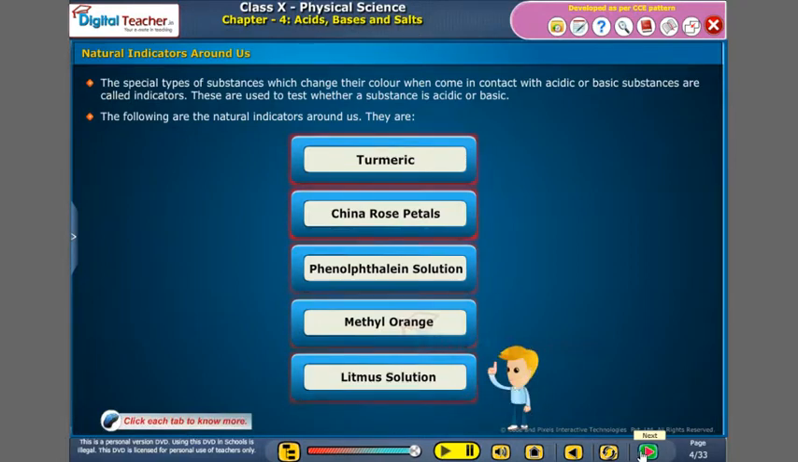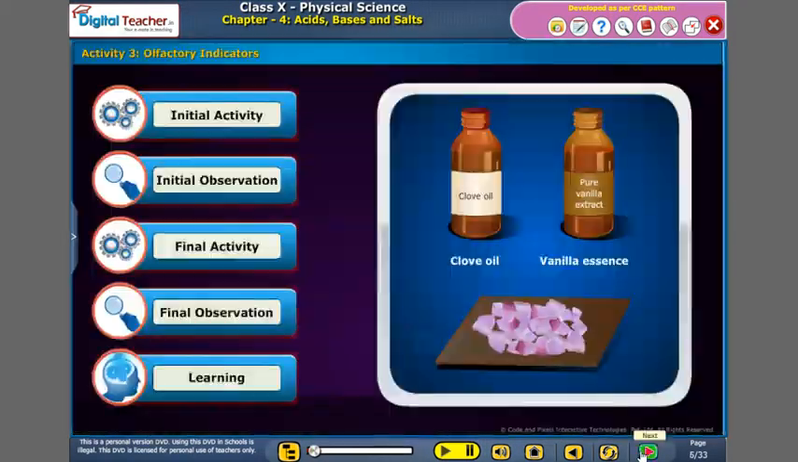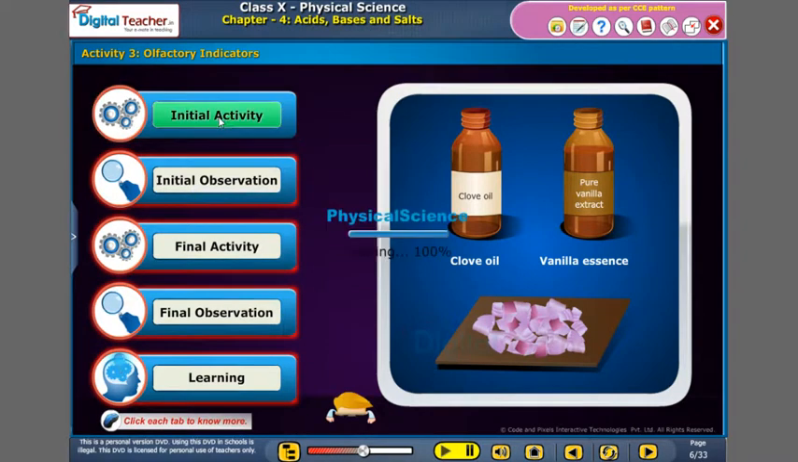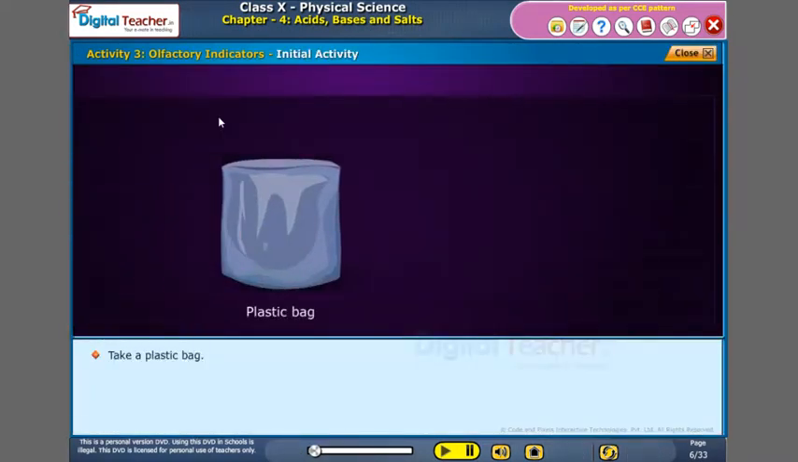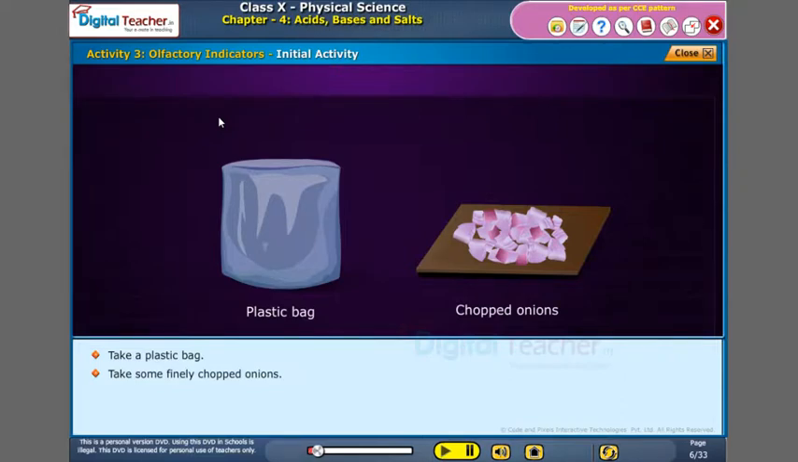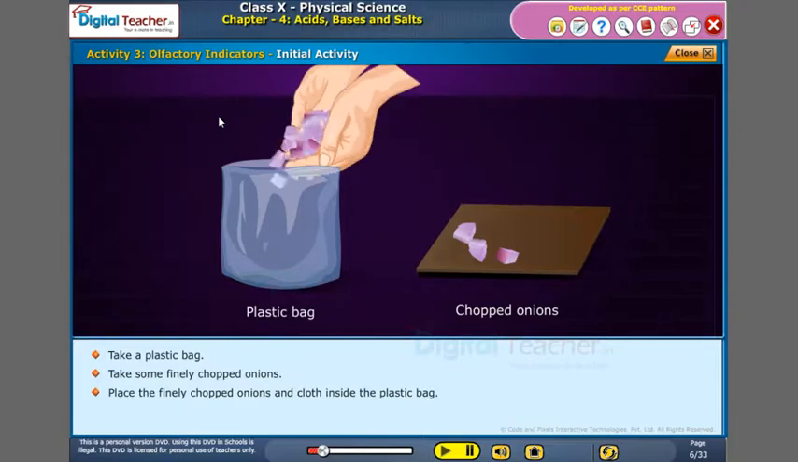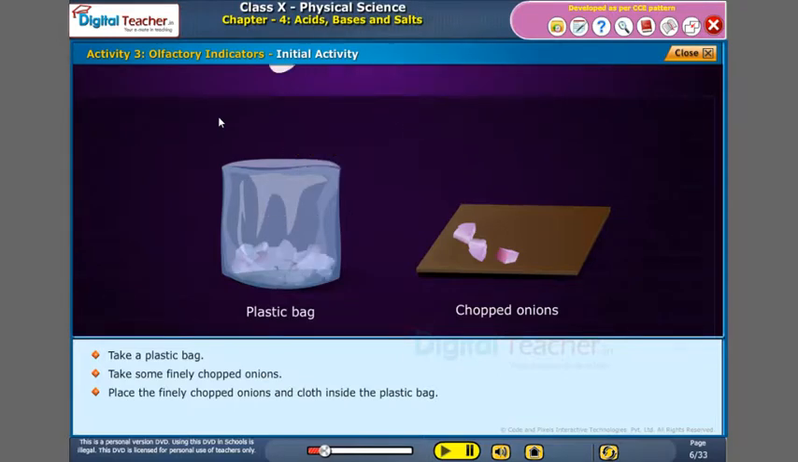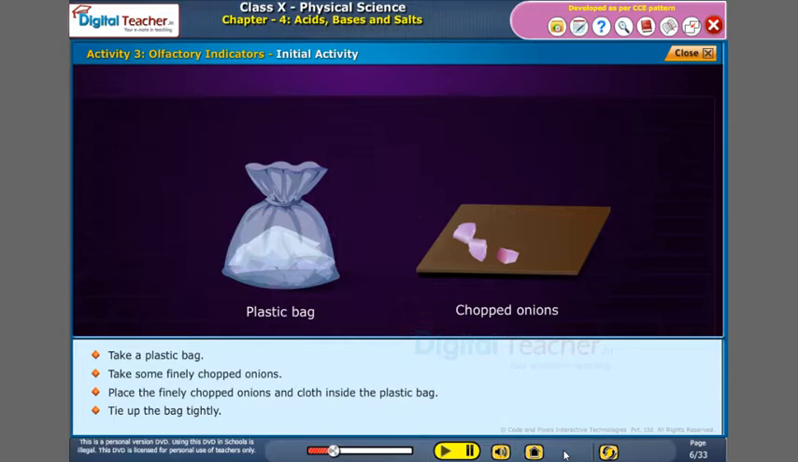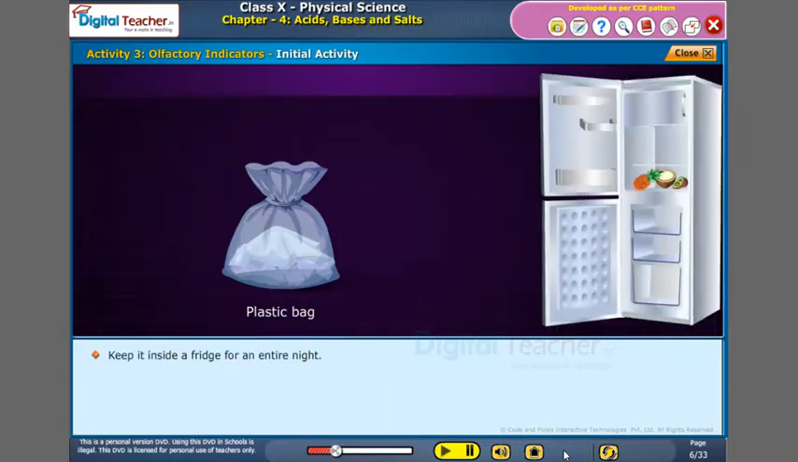Click each tab to know more. Let us do another activity on olfactory indicators. Take a plastic bag. Take some finely chopped onions. Place the finely chopped onions and cloth inside the plastic bag. Tie up the bag tightly. Keep it inside a fridge for an entire night.